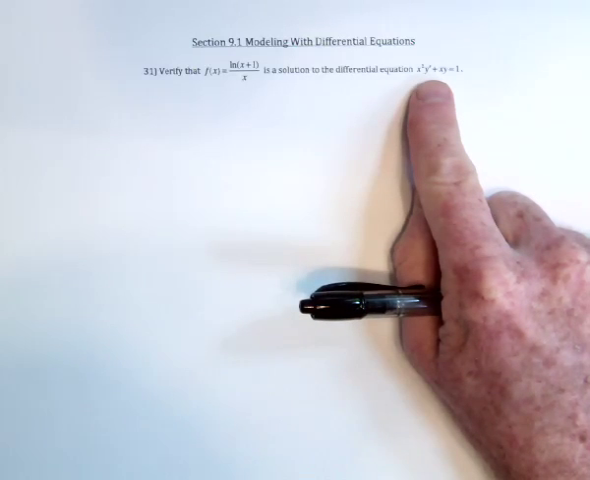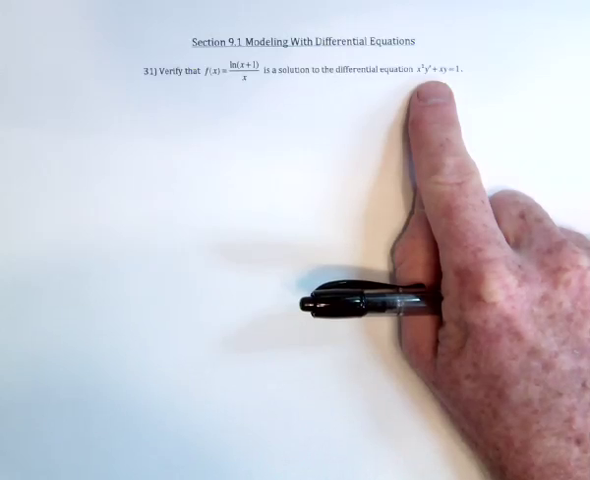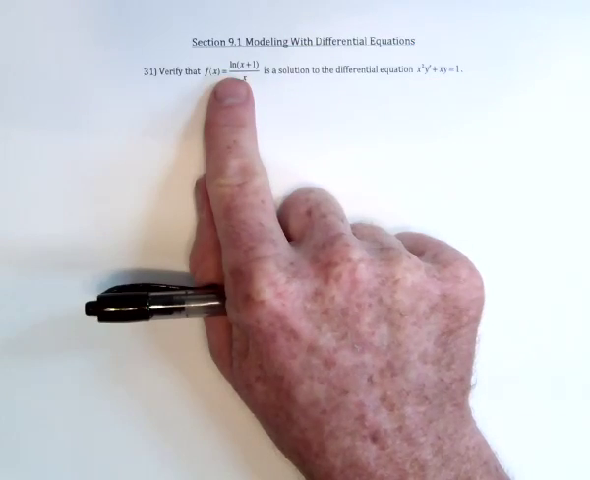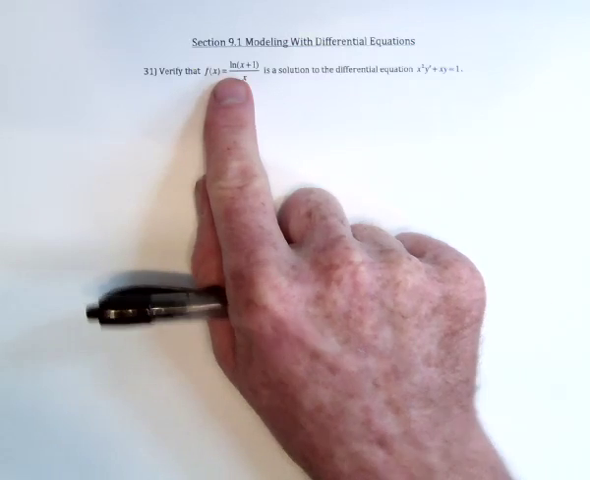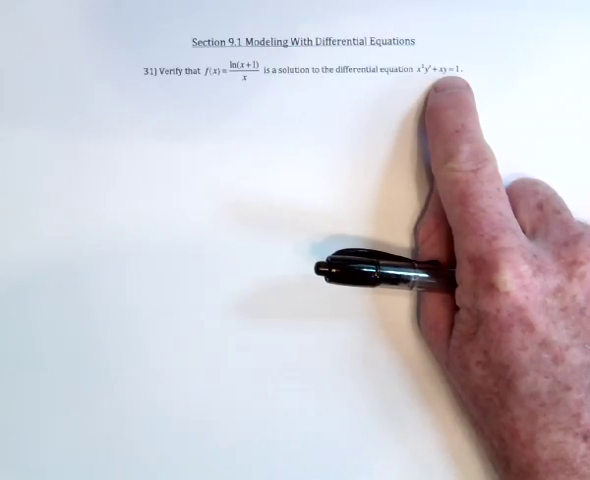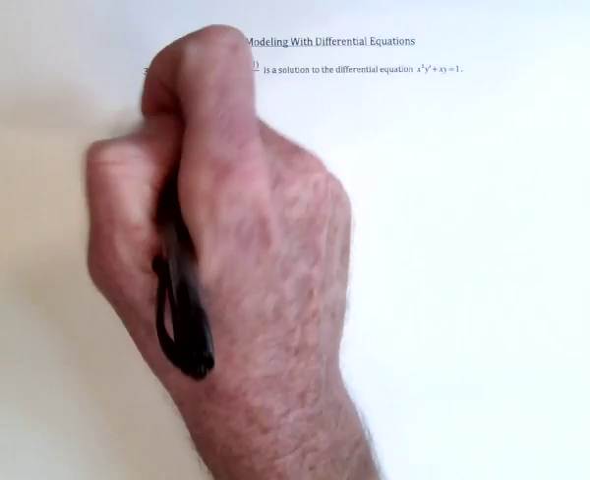This differential equation over here says x squared times the derivative of y plus xy will equal 1. In order to verify that this is a solution, what you've got to do is take the derivative, substitute it in there, take the original function, substitute it in there, and then do the algebra and show that it will equal 1. So we need the derivative.